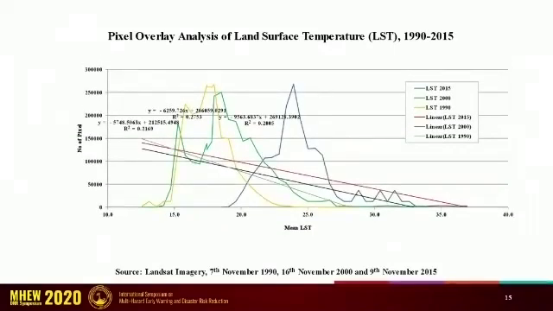And now, this is the pixel overlay analysis of land surface temperature for the period 1990 to 2015. What we understand from this pixel overlay analysis is that the beginning point temperature for the years 1990, 2000, and 2015 has increased considerably. For 1990 and 2000, the beginning point was near about 13 degrees Celsius, while the temperature increased, and for the year 2015, it became around 18 degrees Celsius.